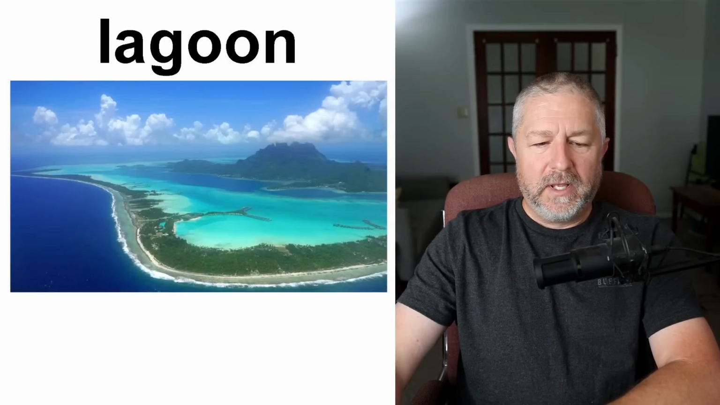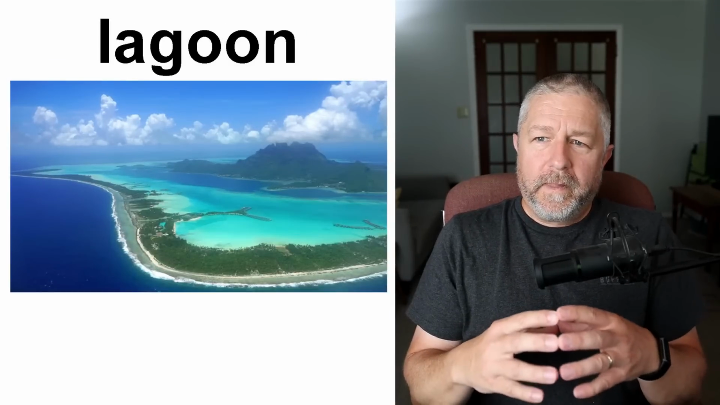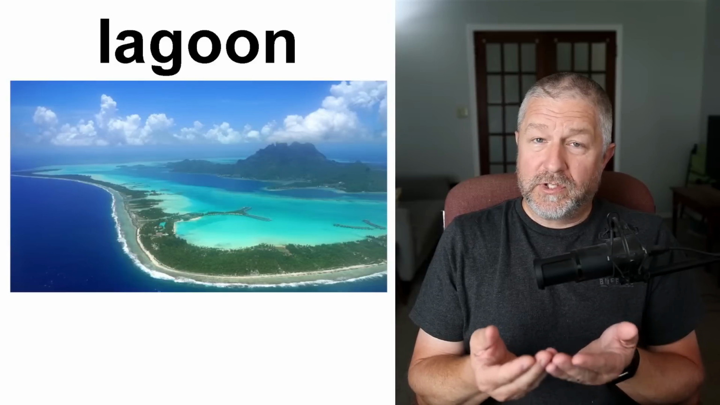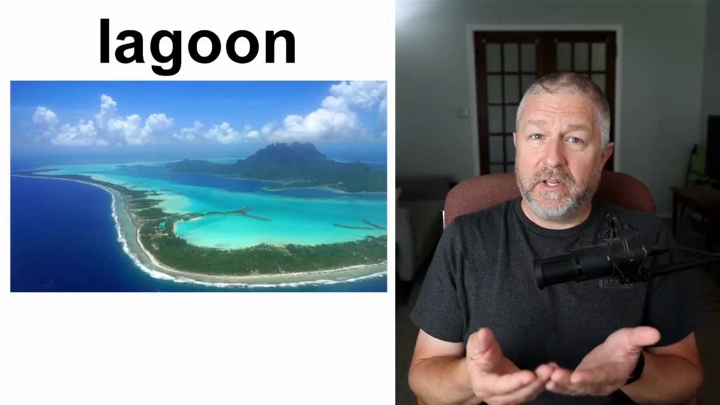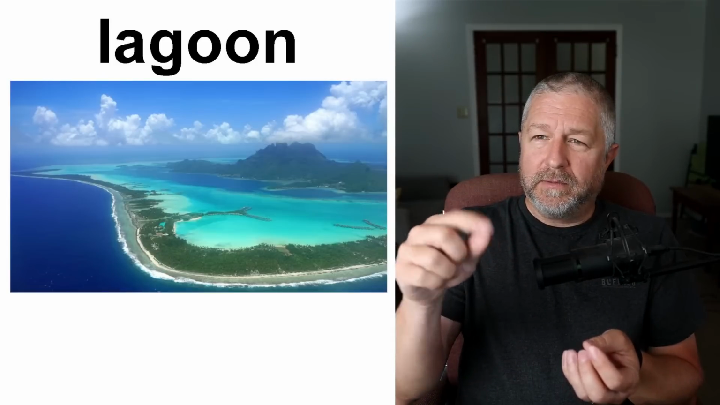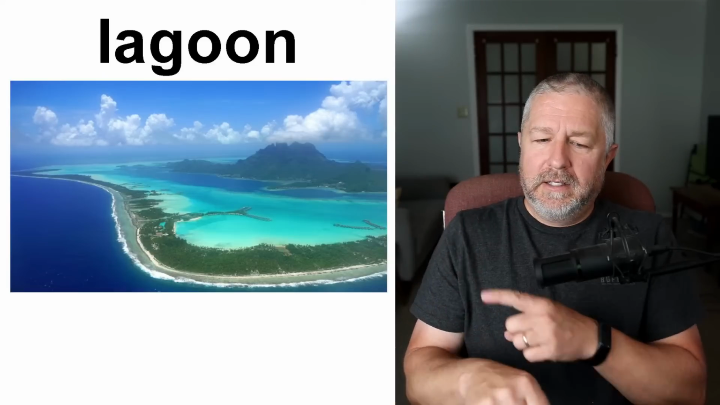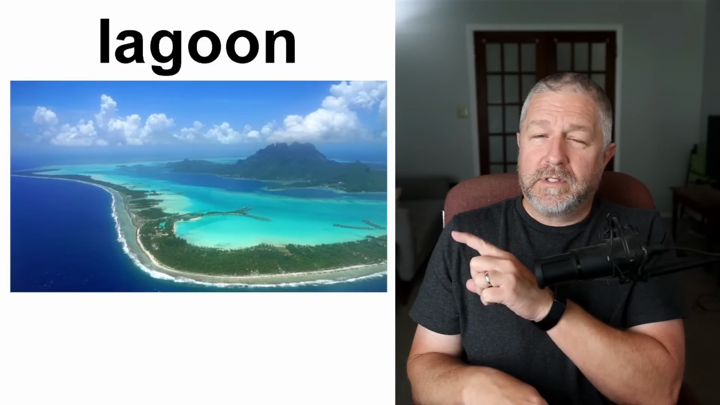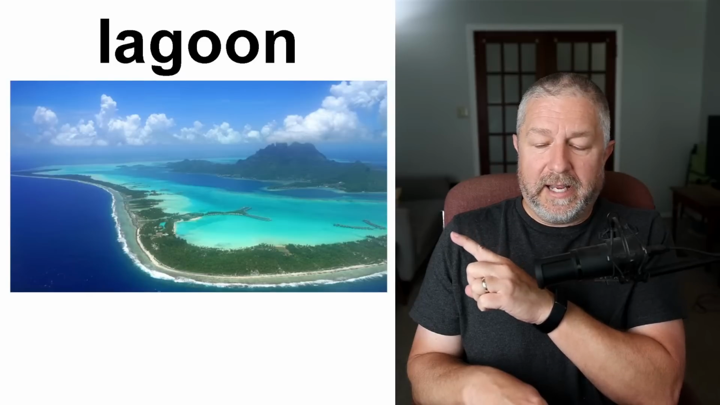A lagoon. So a lagoon is a mostly enclosed area of water, salt water, which means it's part of the ocean, where there might be one little area to enter. So different than a bay. This lagoon, as you can see, is mostly enclosed, mostly surrounded by land.